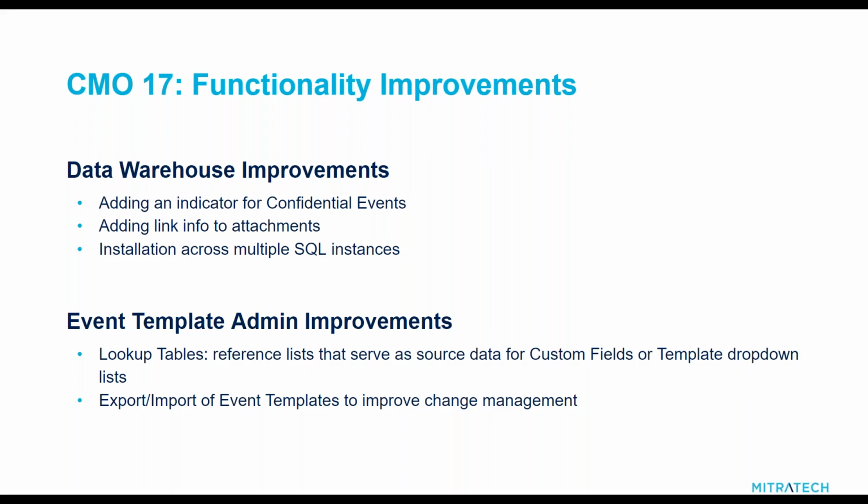Additionally, any attachments that were linked to an event, the attachment information was not carried over. So from the data warehouse record, there was no way to know what attachments were connected with a question in a form or with an action. So the ability to have the file path information, essentially as to where the attachment can be found, has been added to the data warehouse.